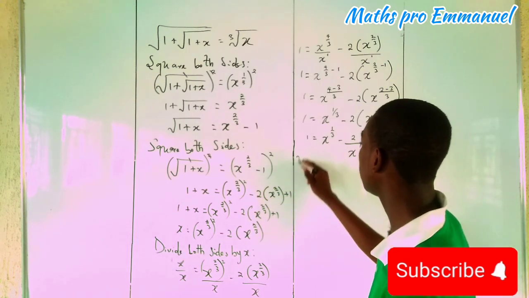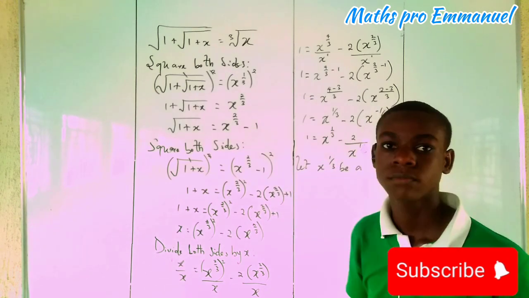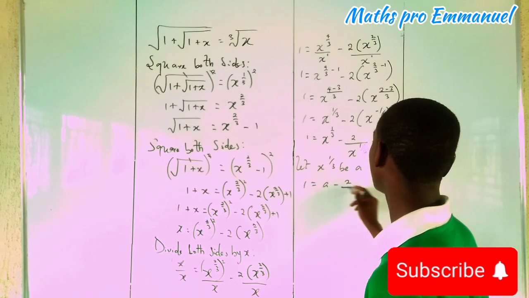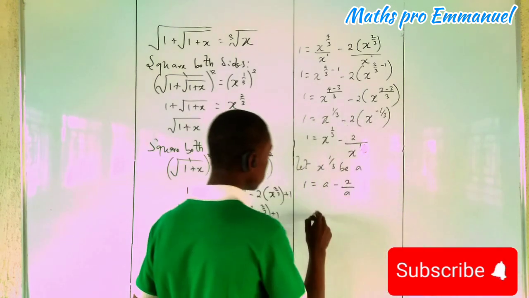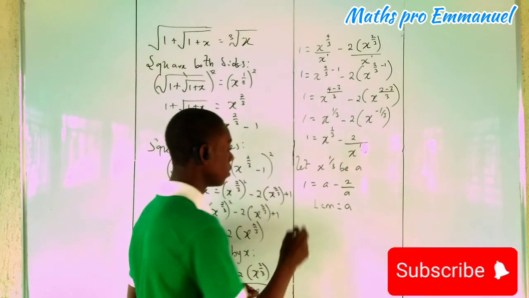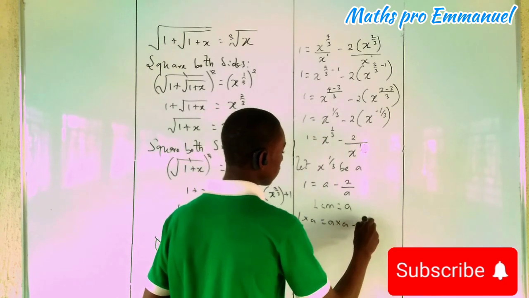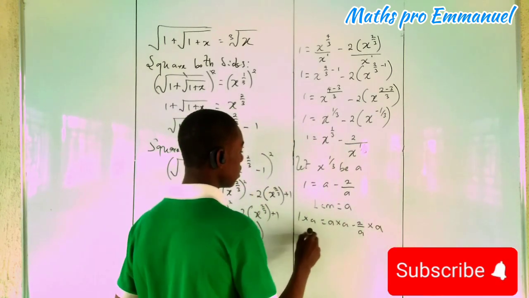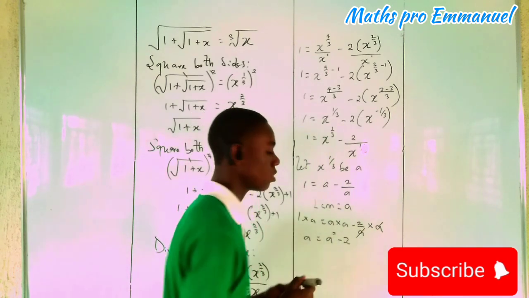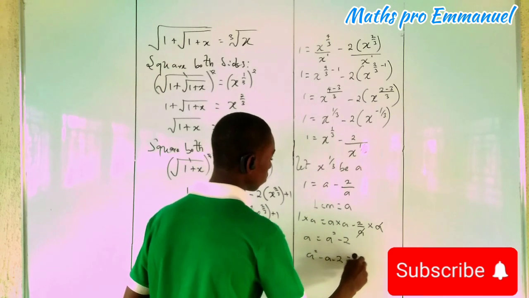So now I can say let x raised to the power of 1 over 3 be a. Doing that, we have 1 equal to a minus 2 all over a. And now the LCM is a. So I'll multiply everything by a. So we have 1 times a is equal to a times a minus 2 over a times a. And 1 times a is a, a times a is a squared, and a can cancel away 2. Rearranging this, a squared minus a minus 2 will be equal to 0.